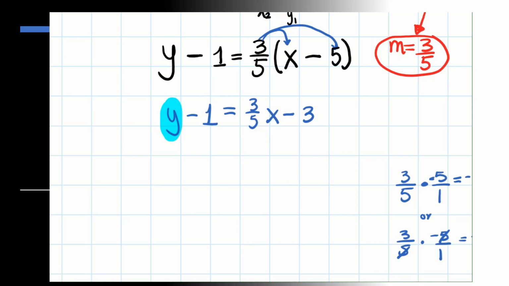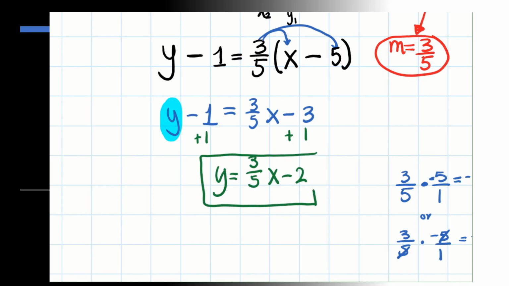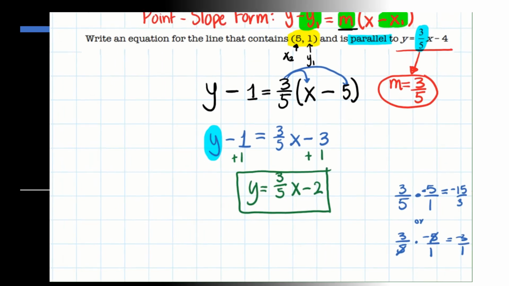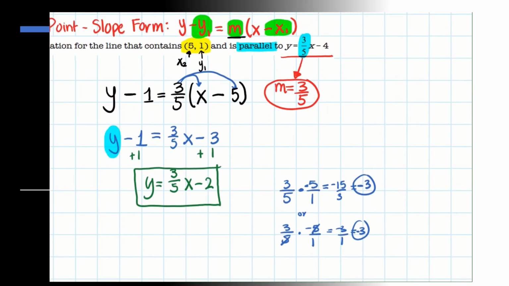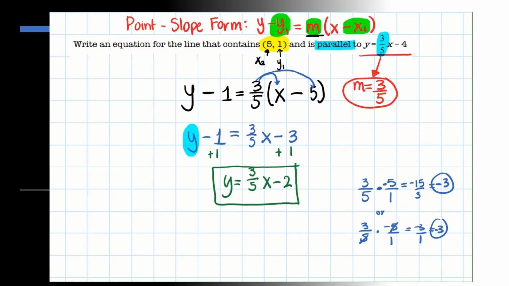Now our goal is to isolate y because it needs to be y equals some quantity or expression. So we're going to do inverse operations. We add 1 to both sides. The slope is 3 over 5 since it needs to be the same as the other line. So here's my equation for my line that would be parallel to the given line there and goes through that given point.